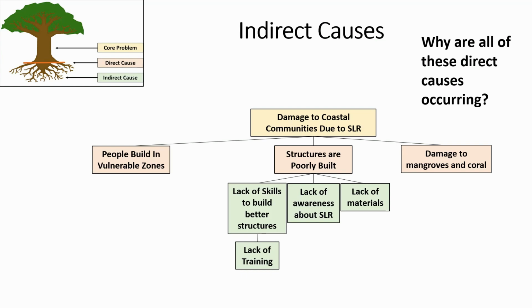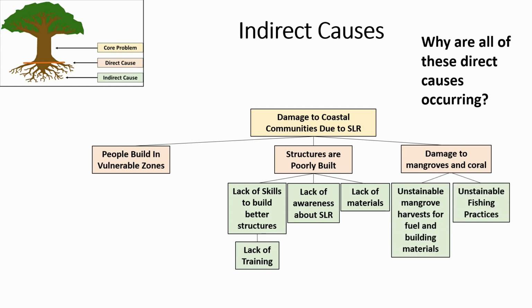Okay, so let's do the same thing. Let's look at damage to mangroves and coral, and we want to ask why. Why is there damage to mangroves and coral? To answer this question, again, we'll look at the evidence. We want everything that we put here in the problem tree to be evidence-based. So why do we have damage to mangroves and coral?